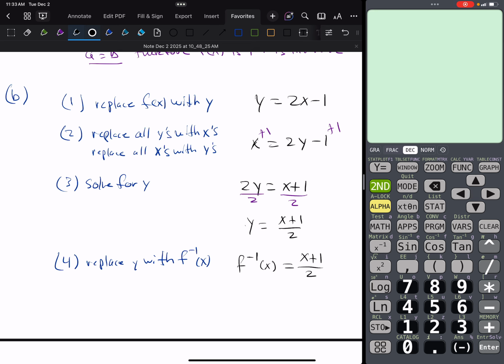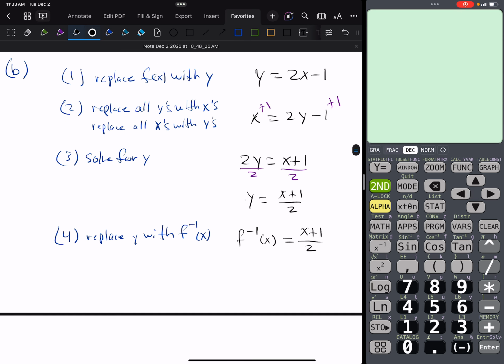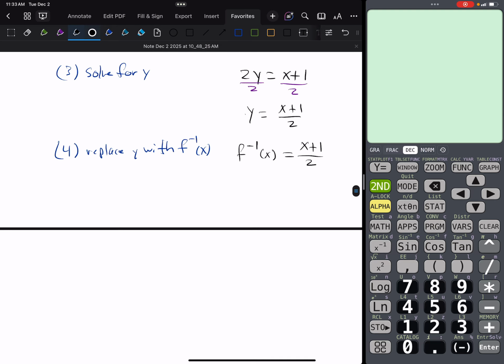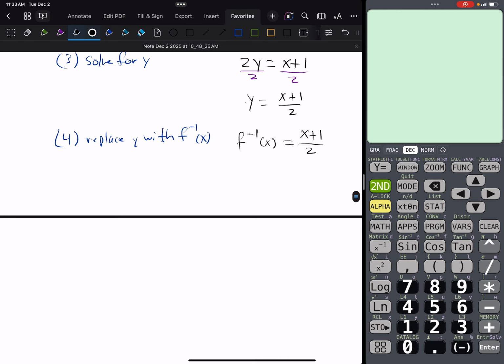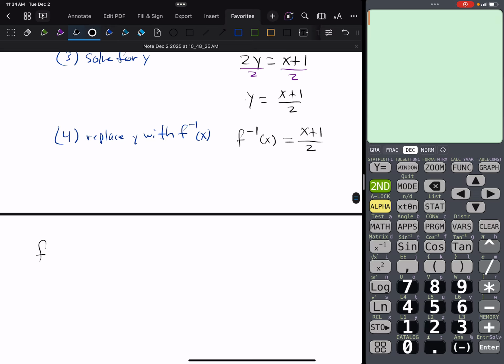Now, if I did that right, if that's correct, I should be able to compose these two functions and get x for an answer, right? Because my definition of an inverse function said that f of f inverse of x was the same as f inverse of f of x, and that I get x out, right? Because each function undoes the other function and leaves me an output that's the same as my input.